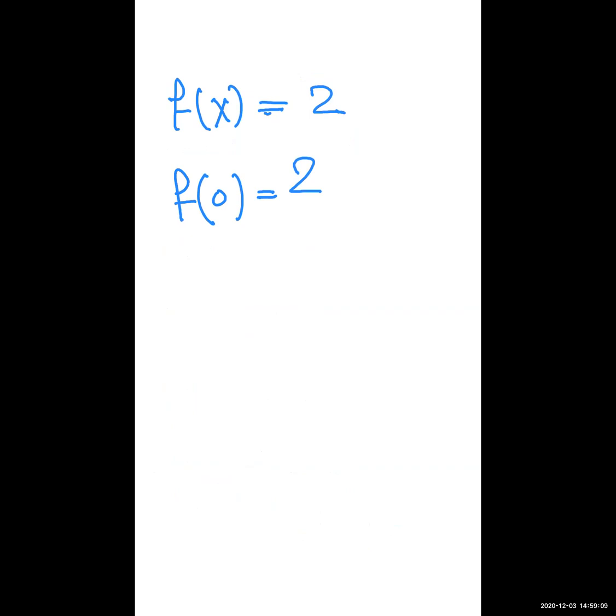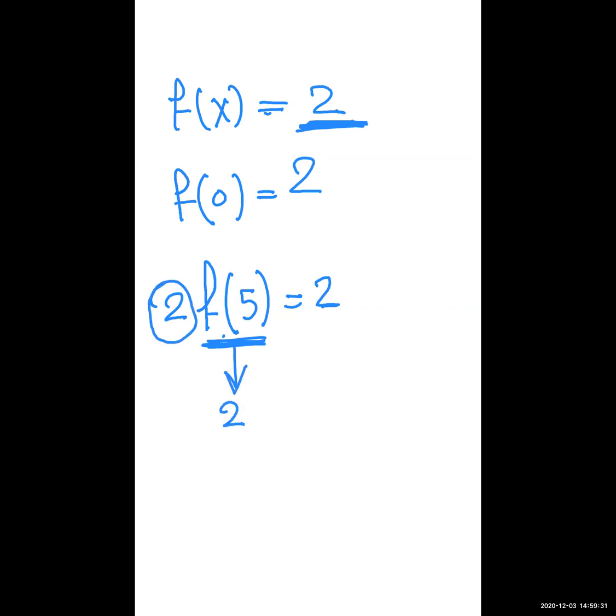But if I ask you to get me 2 f of 5, first f of 5 will equal 2, because we said the value will never change. And this one, 2 f of 5, is 2 times 2, which will equal 4. Clear, guys? Yes.